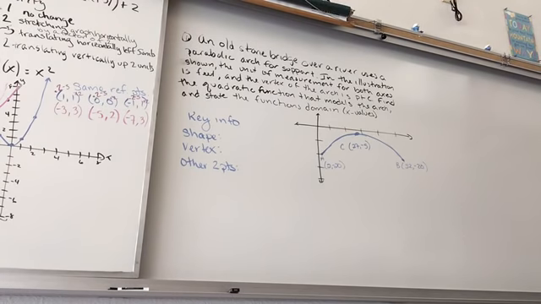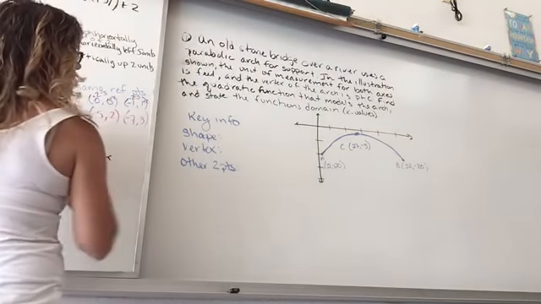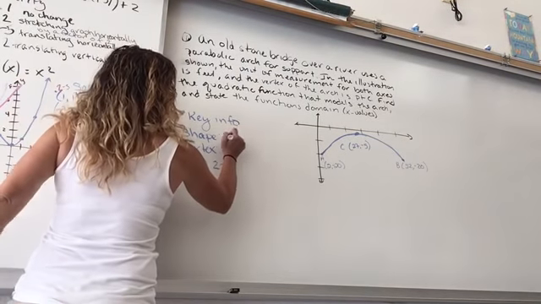So we need to identify some key info: the shape, the vertex, and the other 2 points. We're going to actually go through and write the equation here. So the shape, they already told us. The shape is a parabola. The vertex, they told us, was point C, and they actually gave us the values. So all we have to do is look at the graph and grab those values. So let's go ahead and write in our shape, that of a parabola.